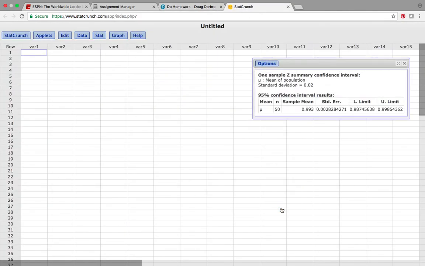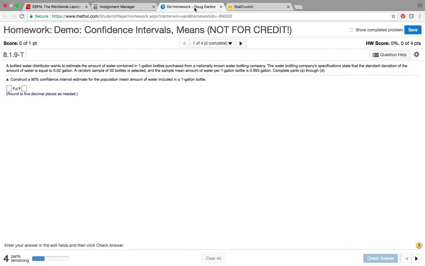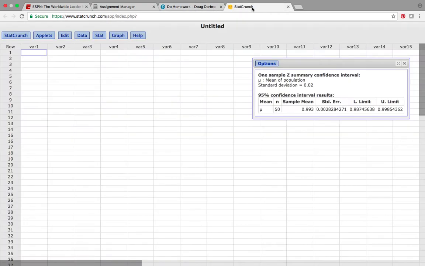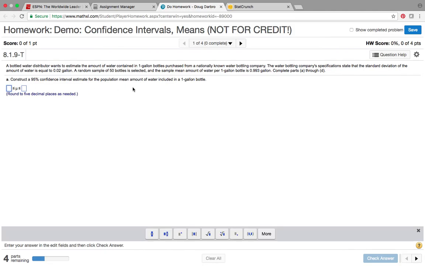So I compute. The lower limit, let's see, it wants us to go around to 5 decimal places. That's interesting. So 5 places would be 0.98746 and 0.99854. So the left bound is 0.98746, and the right bound is 0.99854.